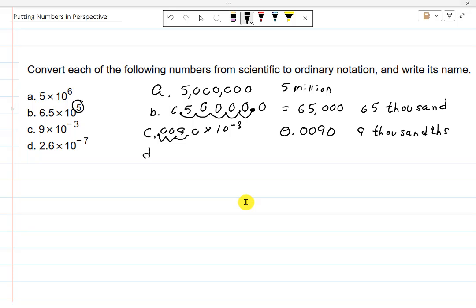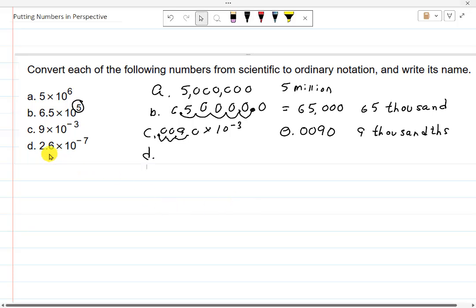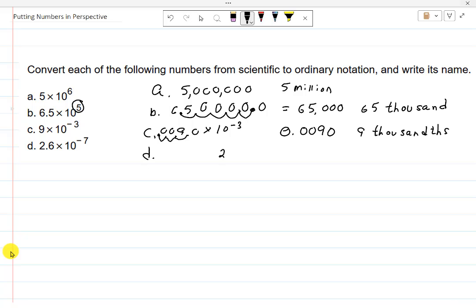Now for the last one then, we're going to move the decimal place 7 places to the left. So if I start with my 2.6, I'm going to go 1, 2, 3, 4, 5, 6, 7. I'll put my dot here. That'll be 1, 2, 3, 4, 5, 6. So I have 6 zeros. And then I'll have the 2 6.